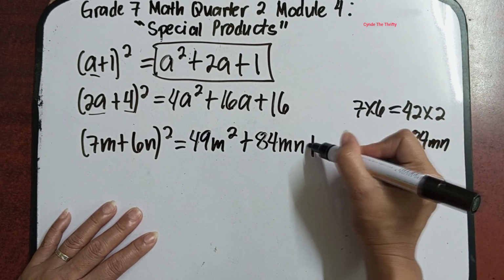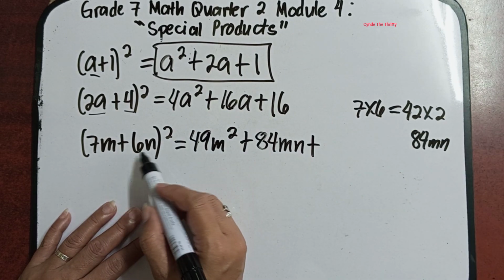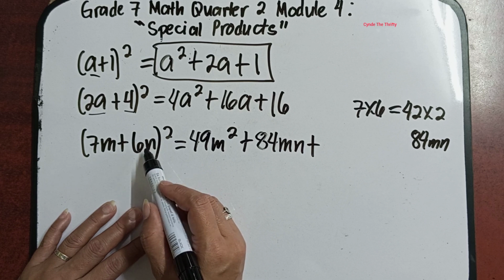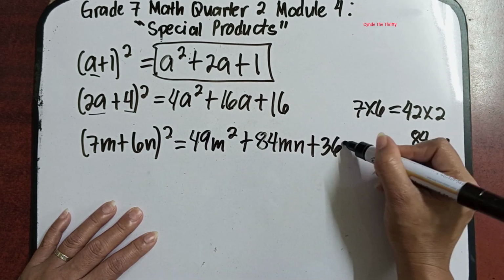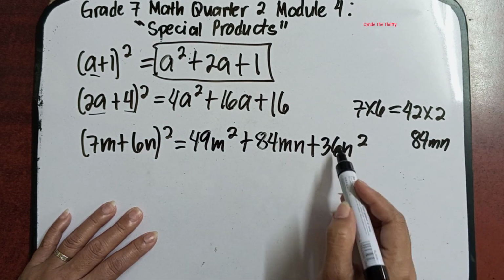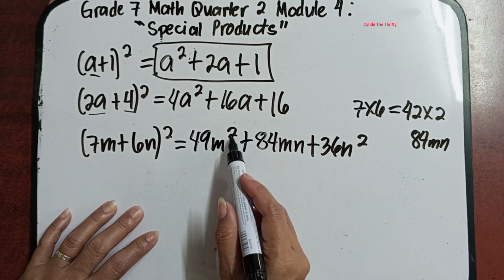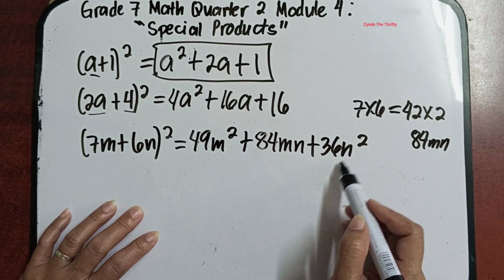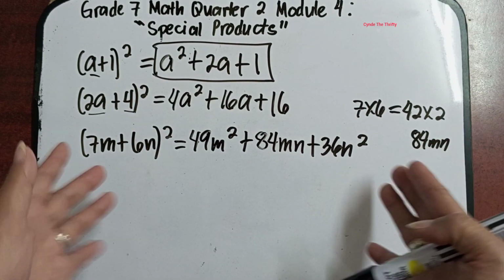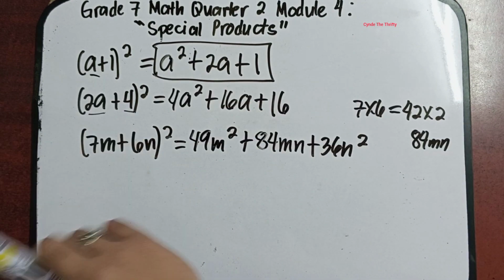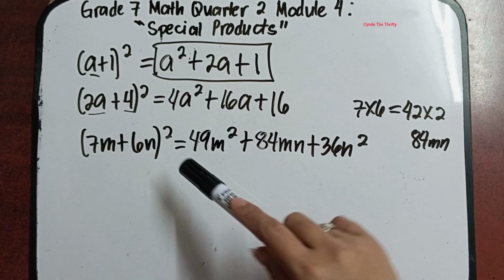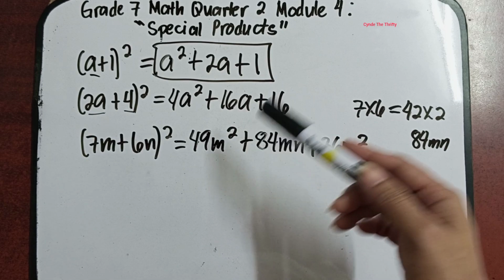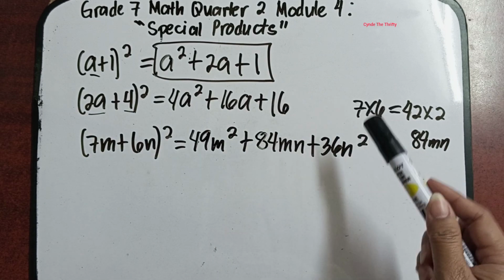Okay. So, plus 6n, ang last term is square natin. So, 6n is 6 times 6 equals 36n squared. So, ito na yung sagot natin. 49m squared plus 84mn plus 36n squared. O, diba? Kapag alam mo na ito pala is square of a binomial sum, alam mo na agad kung paano mo sasagutan na hindi mo na kailangang mag-solve gamit ang long method of multiplication.